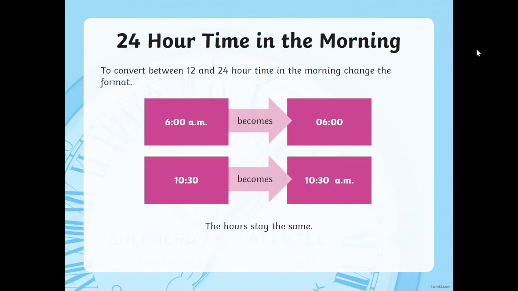Here we have some examples of how we convert 12 and 24-hour time when they are times that occur in the morning. So, for example, we've got 6 a.m. If we wanted to convert that into 24-hour time, we would have to take away the a.m. and then convert our hours into 06. And going from 24-hour time, 10:30, we need to make it 12-hour time, and we can do that by adding AM.